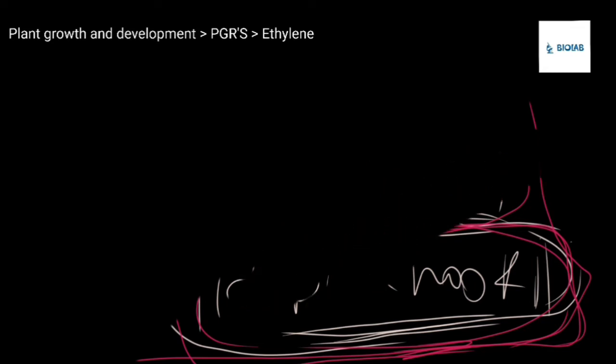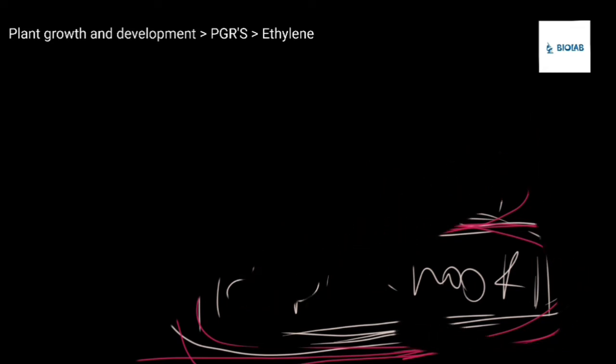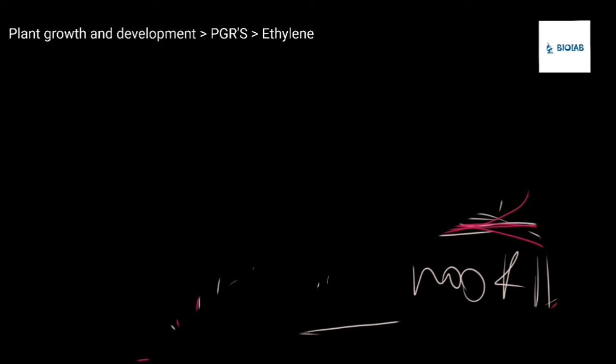They can ask you a question: which PGR is responsible for the formation of the apical hook in dicots? Then what do you have to opt? You have to, of course, opt ethylene.